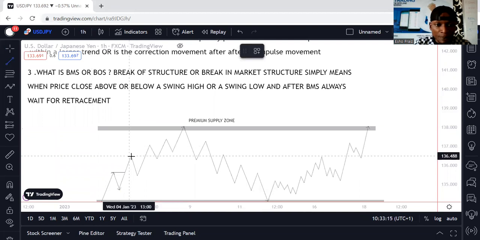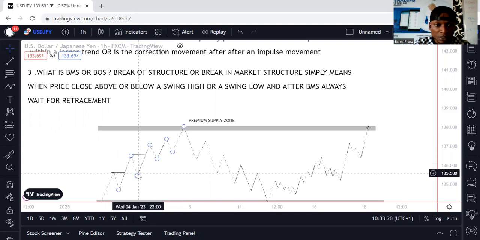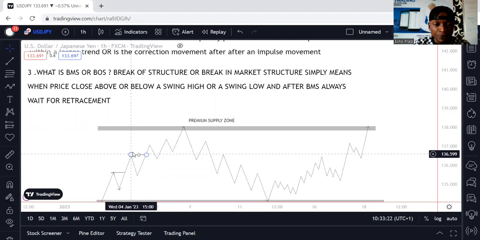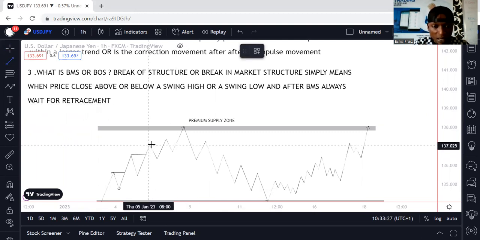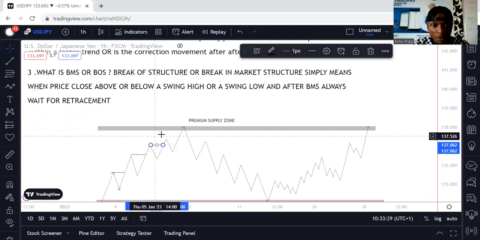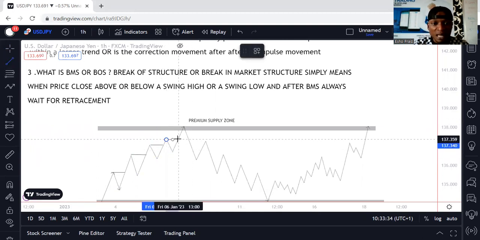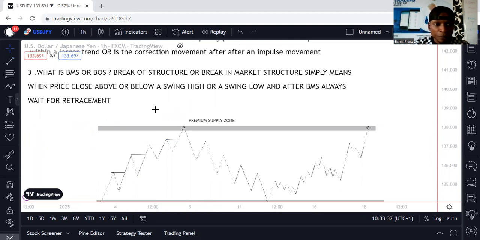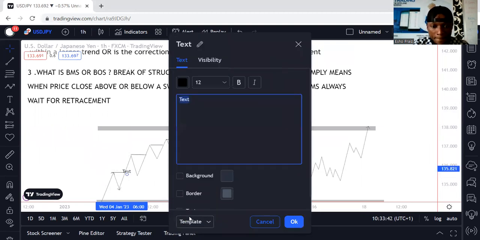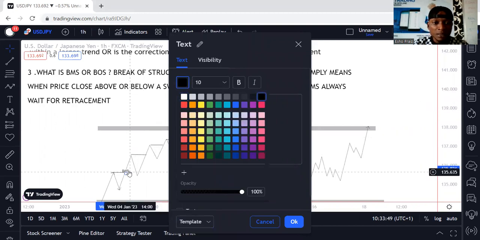So we have another BMS here. This is another BMS because this push up has broken this previous higher high. You understand what I'm saying now? So this is another BMS. The market breaks above it. This is another BMS. So we have this as our what? BMS. We have this as our BMS, okay?